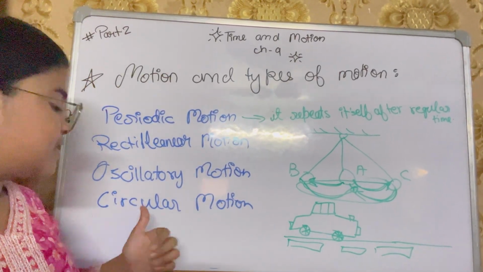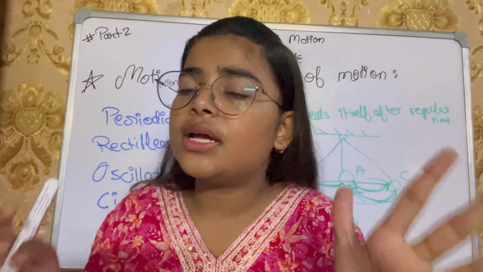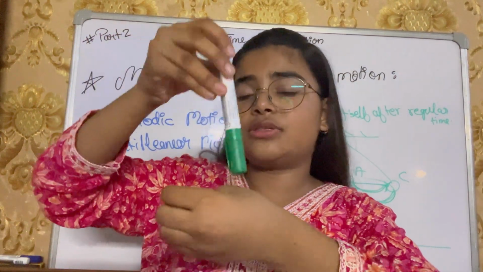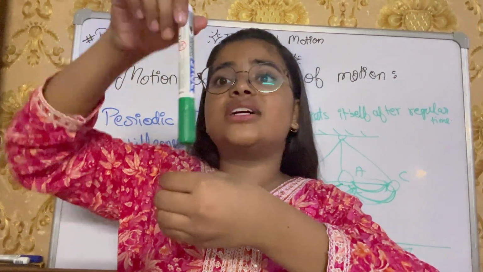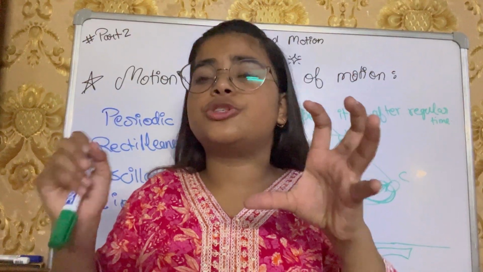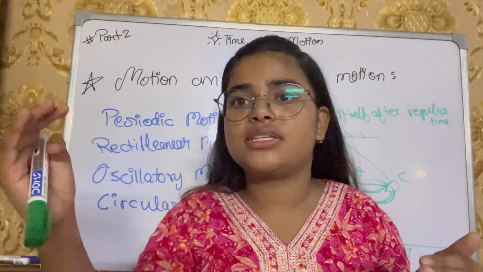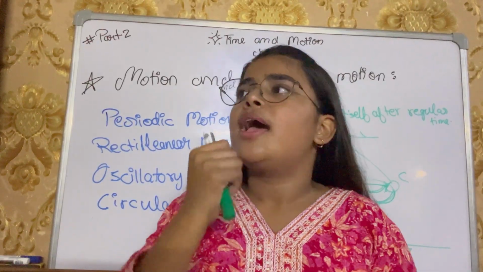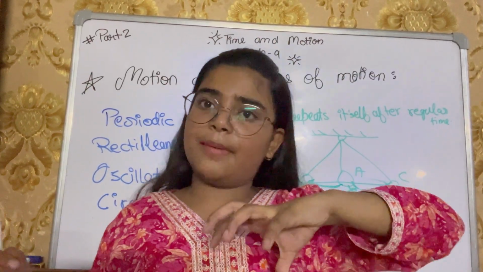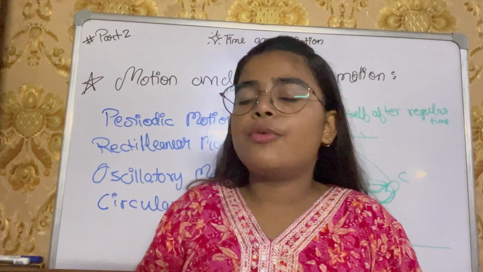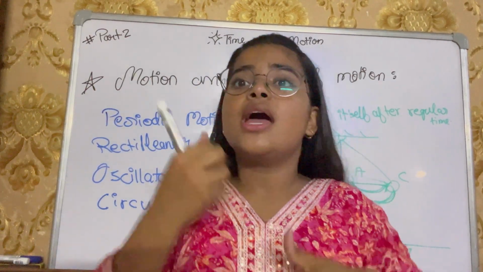Now next is circular motion. Suppose this is a circular path and this is a car roaming around that circular path. This is a circular motion, whenever a thing moves on a circular path, like a car moving on a circular path or a man walking on a circular path. So these were the types of motion.